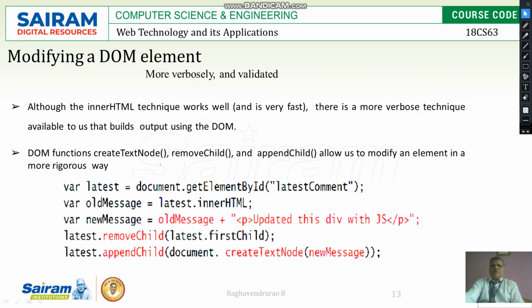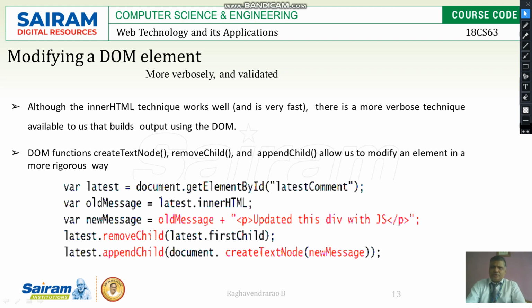Similarly, you can modify things also, by using some more methods. For element modifications, you can create text nodes, remove a child node, append a child node, and do many other things here. The example it is going to show is the latest variable.